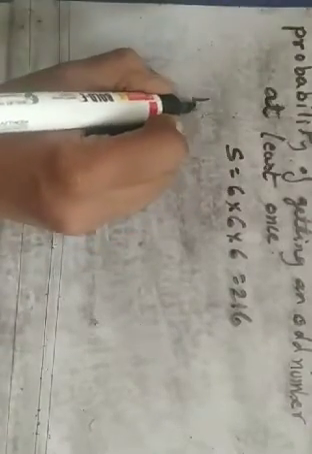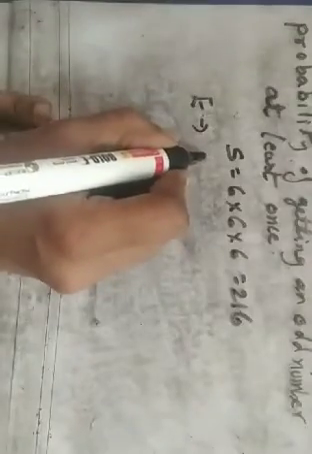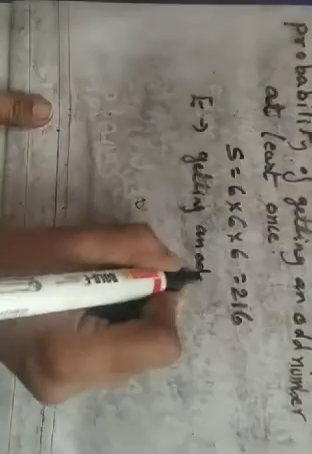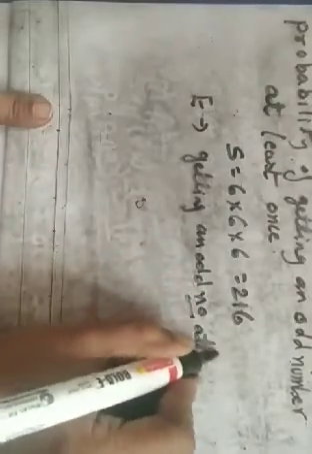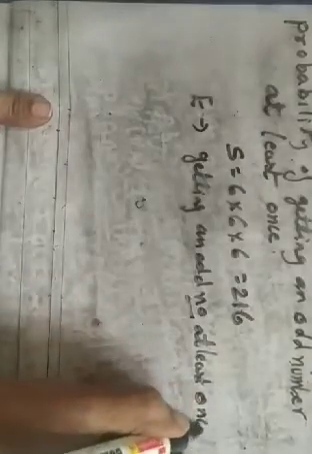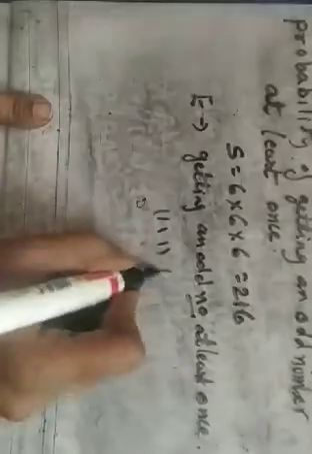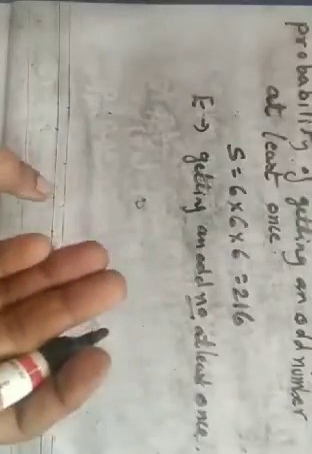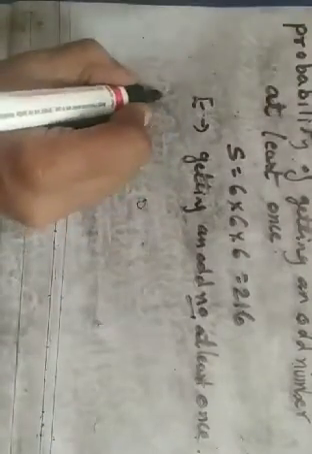It takes a lot of time to write the 216 possibilities, isn't it? So what is the event E? The given event is getting an odd number at least once, like 111 or 165 or 144. Like this, we have to write the possibilities. It is not possible, and it takes a lot of time. It is a 2 marks question, so that's why we use the complement.